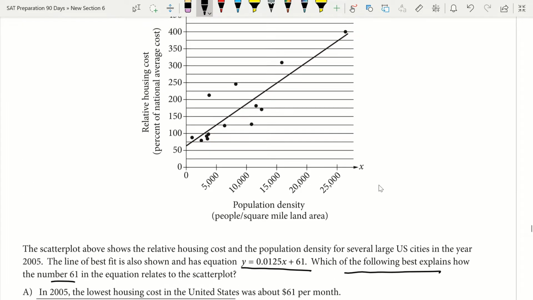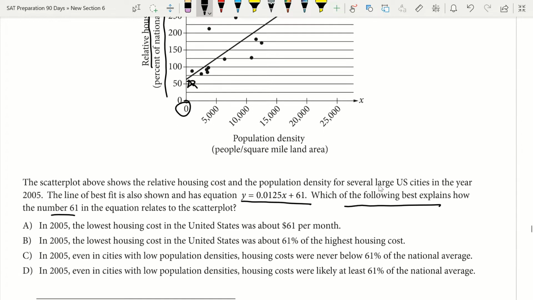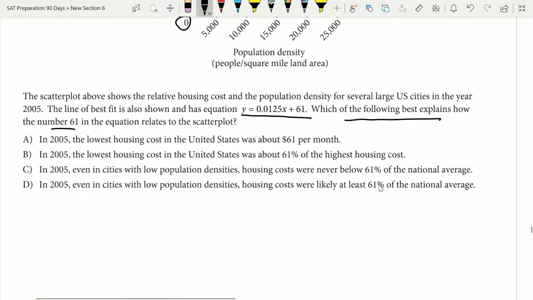Well, this number 61 is my y-intercept, which I know is my relative housing cost in pretty much an abandoned city, right? A population very close to 0. So that's pretty much the lowest housing cost I can get as a percent of the national average cost. Keep in mind, it doesn't mean that nothing is below that, because that is the average that we're working with here. So it's possible there are some that are less than that 61%, but it's not very likely.